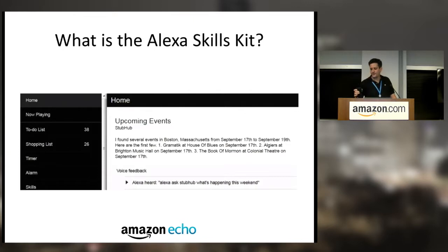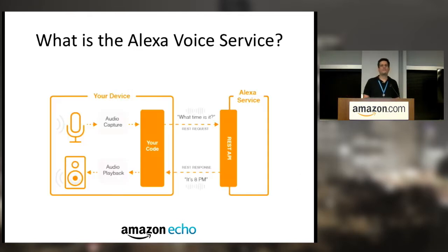Alexa, stop. So this is an example of an integration that StubHub developed, and there is a skills kit that many people can use to develop. If you want to order pizza, Uber, there are many integrations that call APIs on the services and extend and add functionality to Alexa.